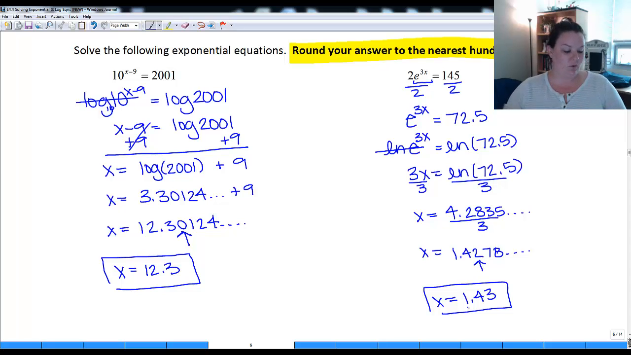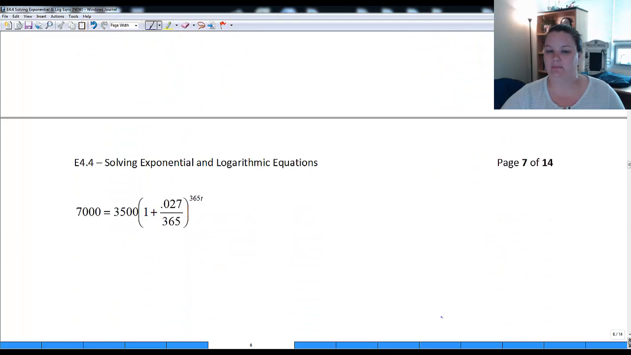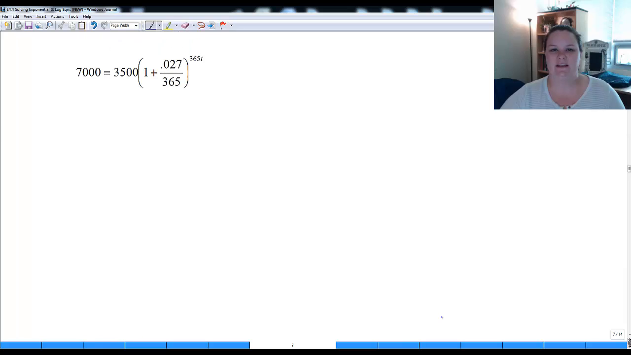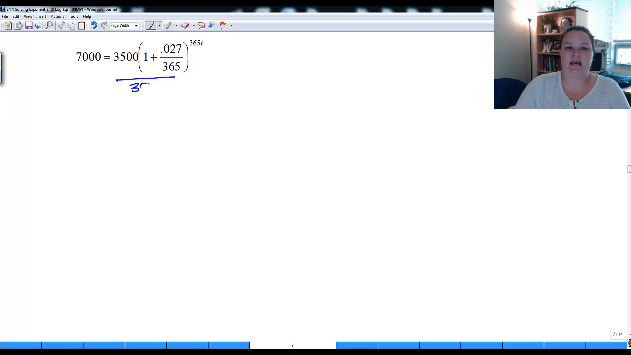Okay. Let's look at one that's a little bit nastier. Now that we have the hang of it. Okay. Now this one, our unknown is still stuck in an exponent, but notice this exponent is on this super nasty term, right? So what I need to do is first of all get this super nasty term isolated. So I'm going to go ahead and divide both sides by 3,500. So if I can divide both sides by 3,500, that gets this thing by itself.